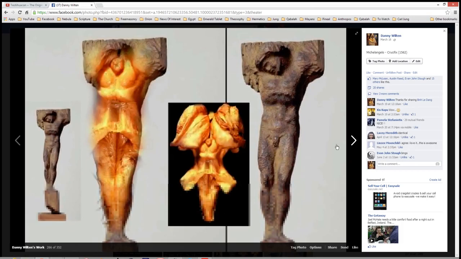Here's another image, Michelangelo's crucifixion sculpture, showing the brainstem. And you can even see that the chest and the rib cage and even the stomach muscles mimic the same thing as you see in the art.